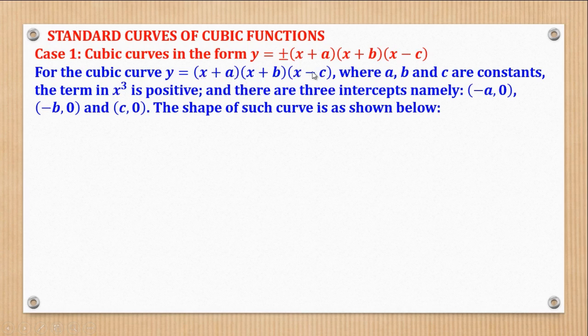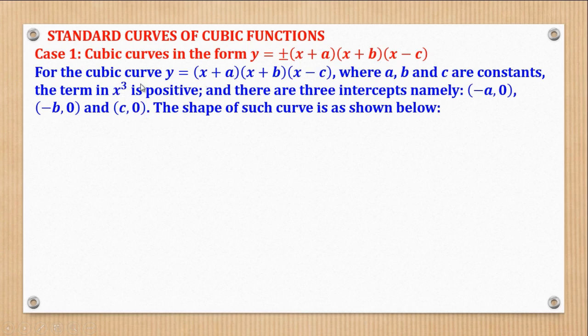Next is to get the intercepts. The intercepts are got by equating y to 0. When y is equal to 0, this factor is equal to 0, or this one is equal to 0, or this one is equal to 0. When this is equal to 0, x will be equal to negative a, and that's where this intercept comes from. When this is equal to 0, x will be negative b, and when this is equal to 0, x will be positive c. So after getting the intercepts and the sign on x cubed, we shall now draw the curve.